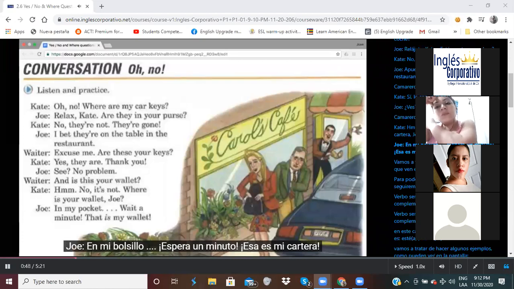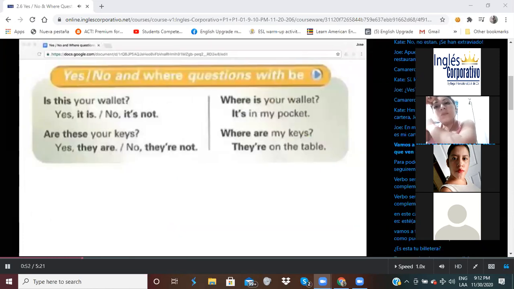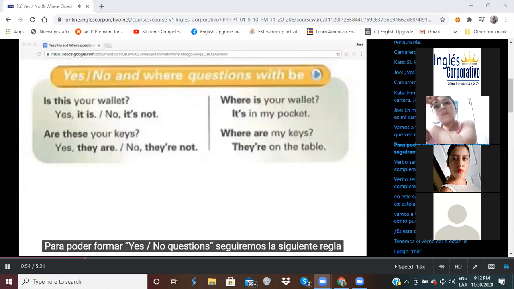That is my wallet. Let's try to make sense of the part you see on the screen. In order to form yes or no questions, we're going to follow the next formula.